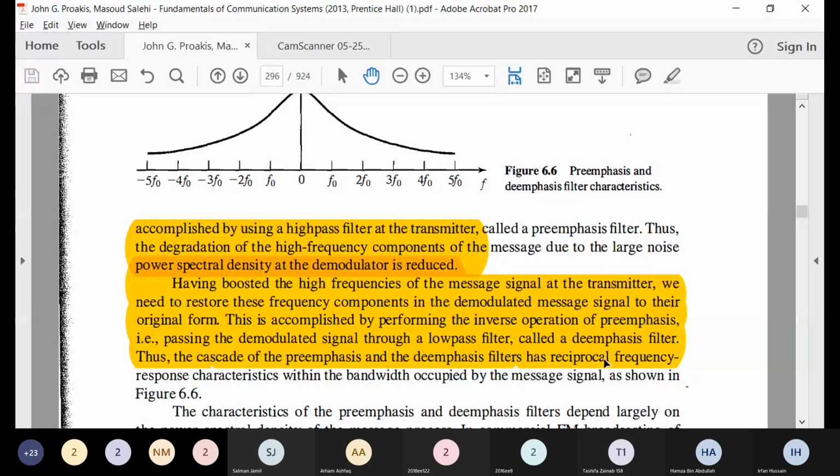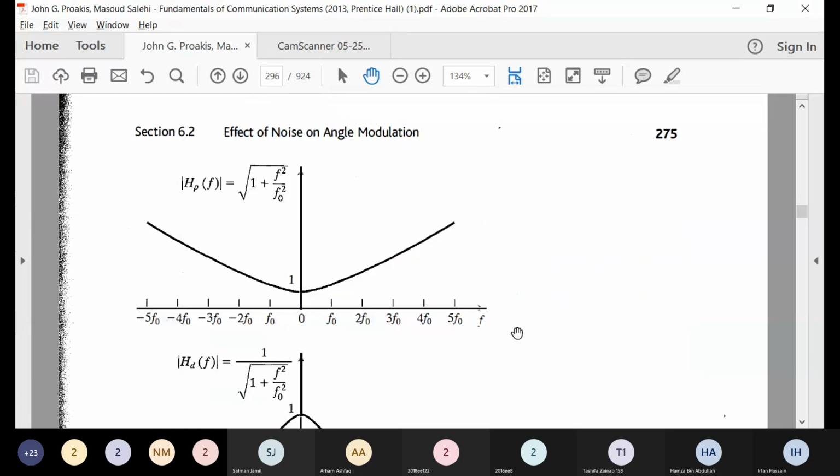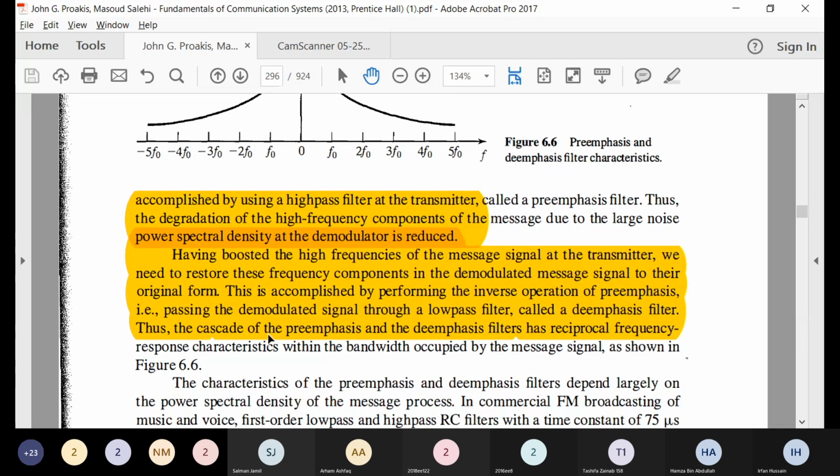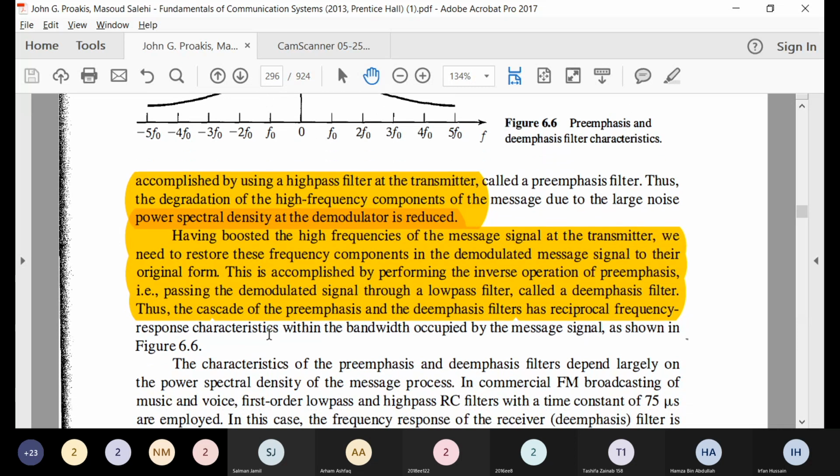This cascade has reciprocal frequency characteristics, you can see here. One is directly and one is 1 over the same factor. So in cascade, the overall effect on the signal will be nullified by using the pre-emphasis and the de-emphasis filters.